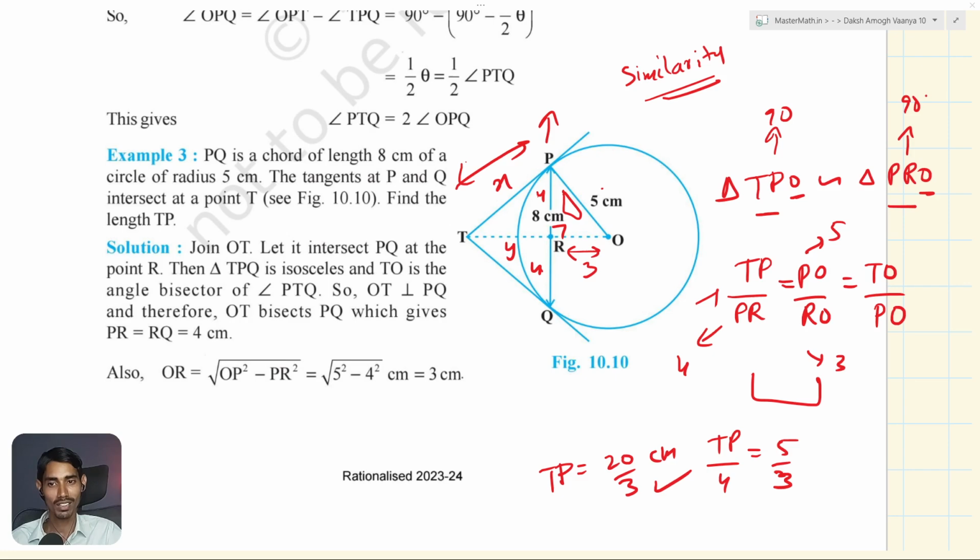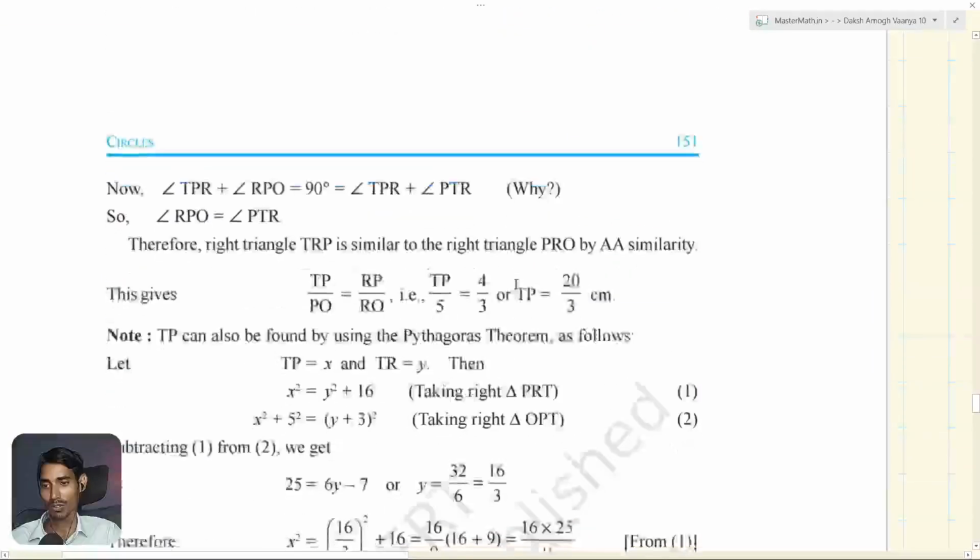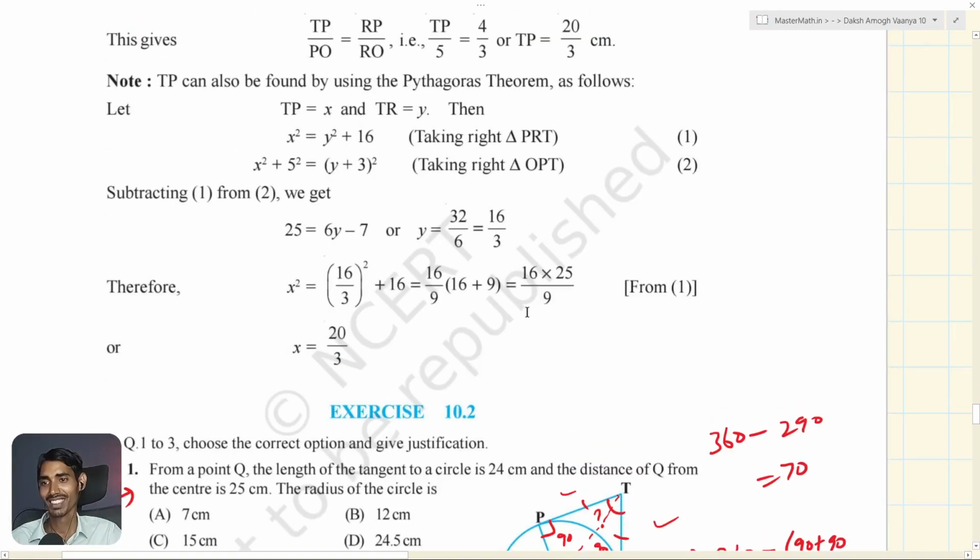Now for the Pythagoras fans, this is how they did it. X square plus this, you will have this, and in the second triangle use this, and this is the exact same answer you will get. You try this yourself, because you are a Pythagoras fan, I'm not.